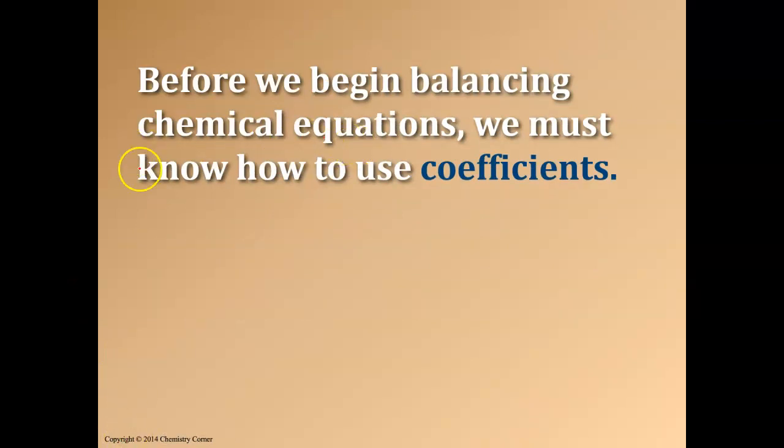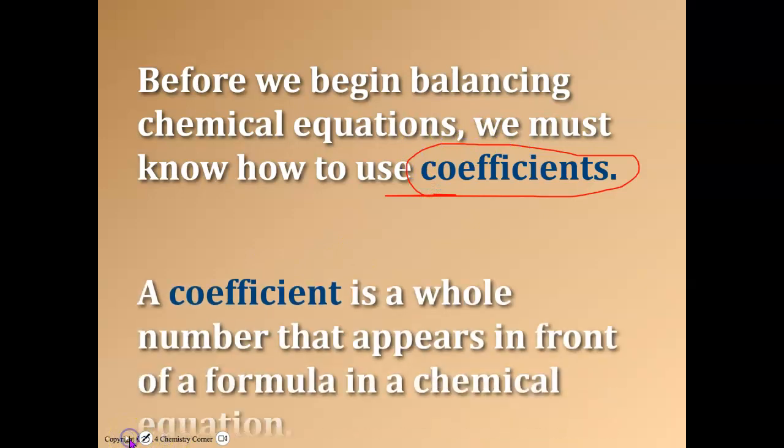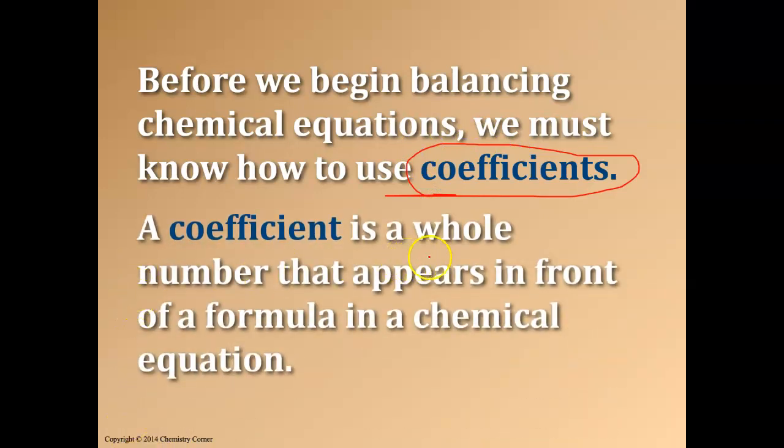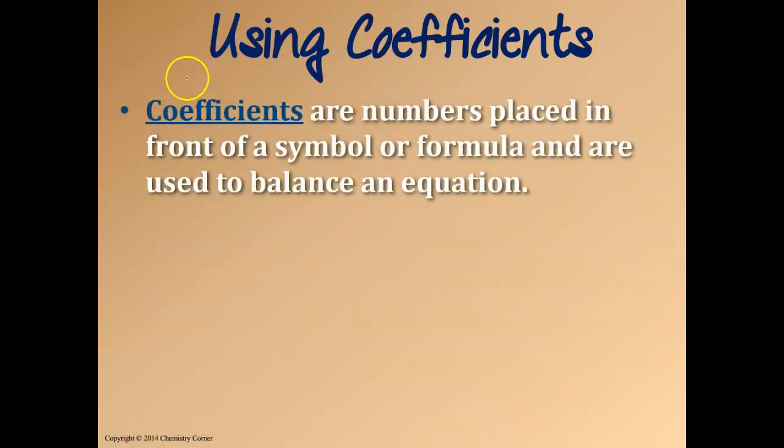Before we begin to balance the equation, we have to know what the word coefficients means and what they are and how to use them. So a coefficient is a whole number that appears in front of a formula in a chemical equation. Coefficients are numbers placed in front of a symbol or formula, and we use them to balance equations.